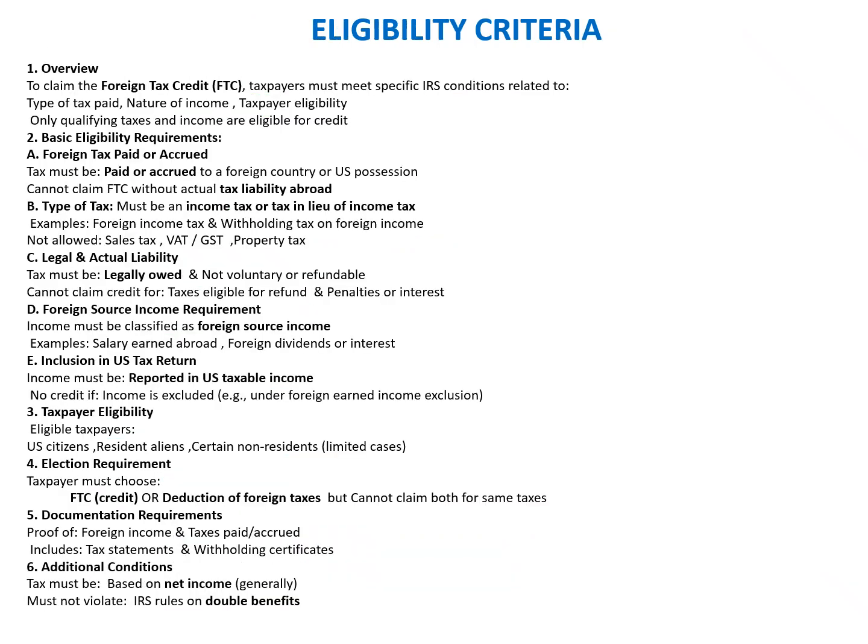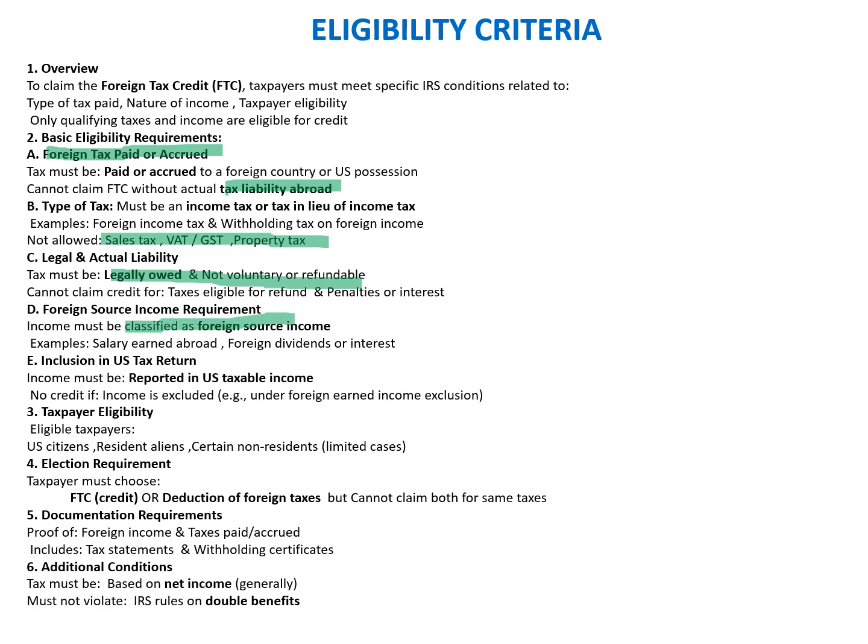Now we'll understand the eligibility criteria for the FTC. To claim the foreign tax credit, the taxpayer must meet certain specific conditions. What are those? First of all, foreign taxes must be paid or accrued. Tax must be paid or accrued in the foreign country or US possession, and the FTC cannot be claimed without an actual tax liability abroad. It must be an income tax or a tax in lieu of income tax. Examples are foreign income tax and withholding income tax, but it does not include any sales tax, VAT, GST or property tax. Tax must be legally owed, not voluntary or refundable.